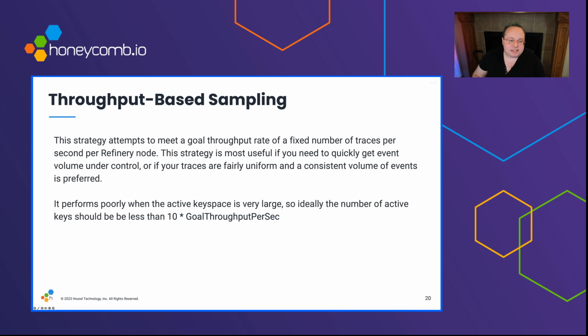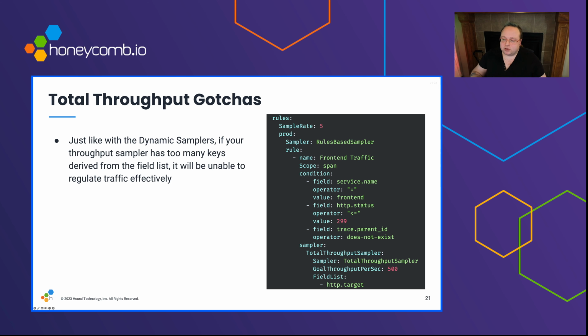Similarly to the dynamic sampler, this suffers from a high key space, where you have too many keys. We recommend that the number of active keys should be less than 10 times your goal throughput per second. So that's similar to the goal sample rate on the dynamic samplers. We have a goal throughput per second, which is the number of traces you want to let through per second. And you want to make sure that your keys are limited to 10 times that number.